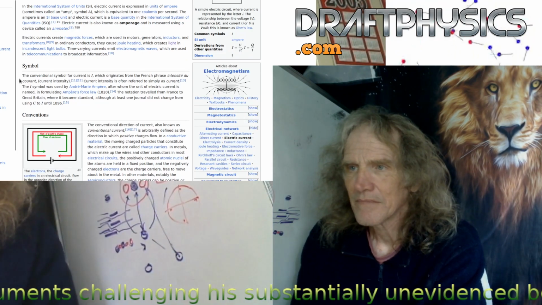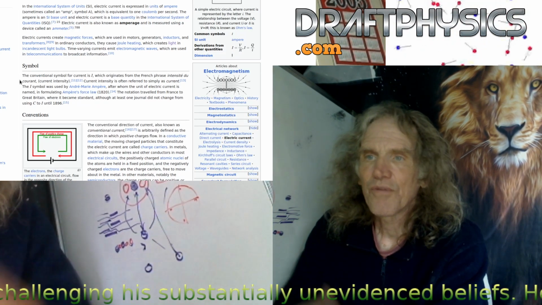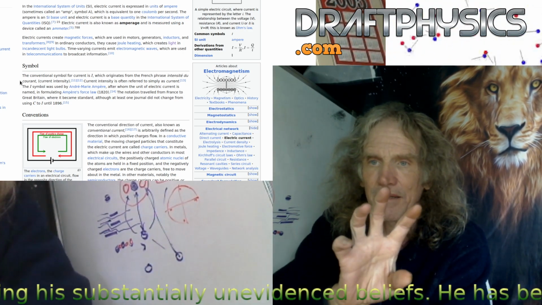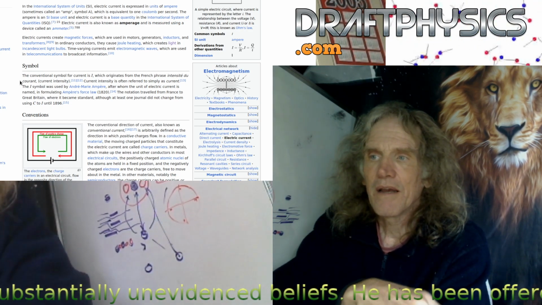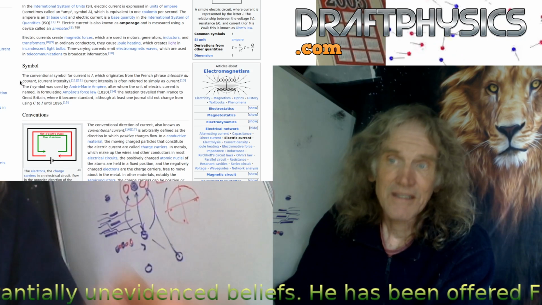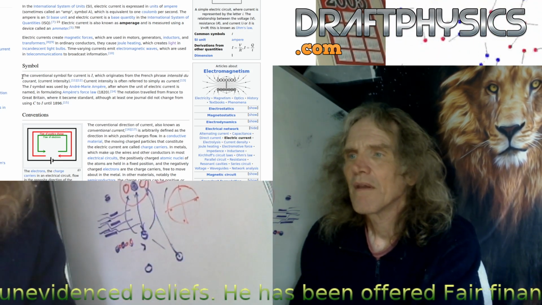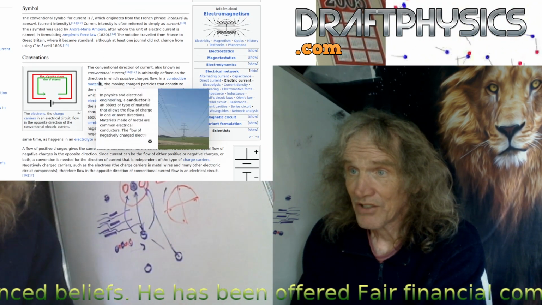Jeez. So they imply the existence of a force being created. It's not creating a force, it's taking the force that already exists and giving it a shape, a pattern that other things that are polarized can see, but things that aren't polarized can't see. All right, symbol, who cares? All right, conventions.